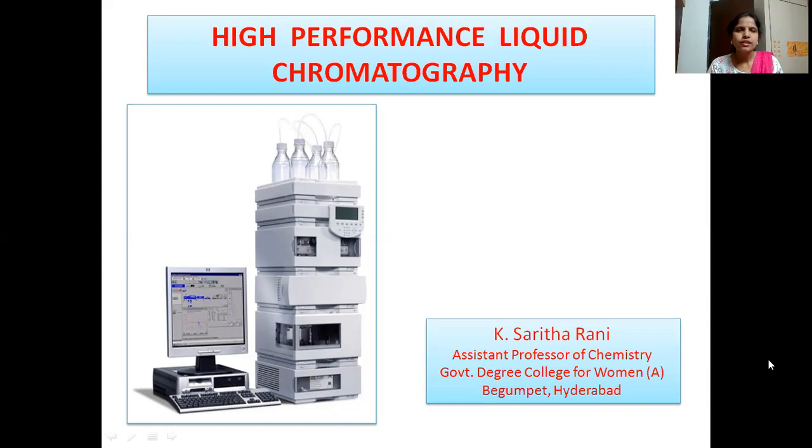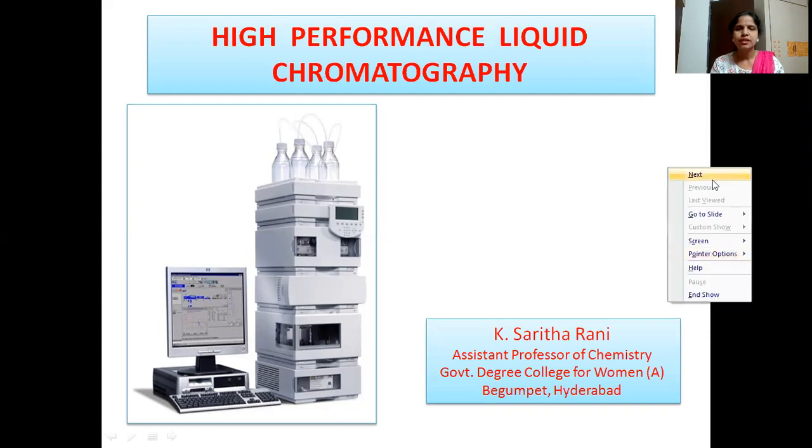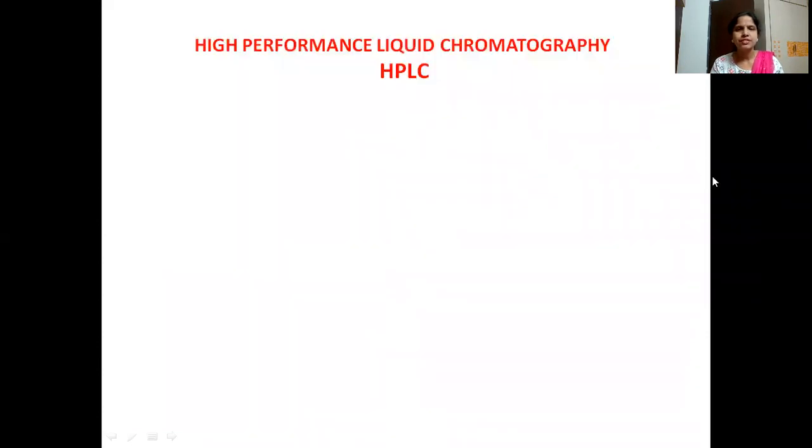So among all the other chromatography techniques, the most efficient one is HPLC. It is high performance liquid chromatography. So today let us discuss this HPLC, the principle behind it, the procedure, how it is performed, how the separation is taking place, and also some of its applications.